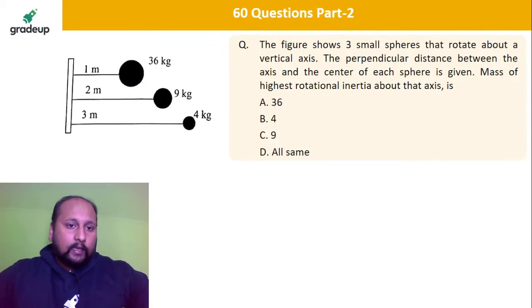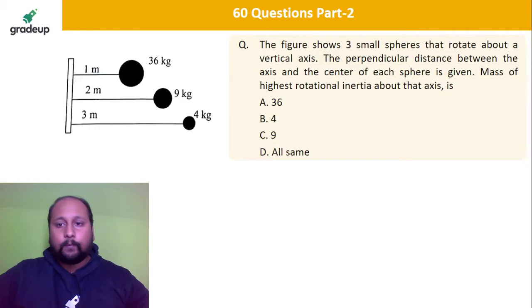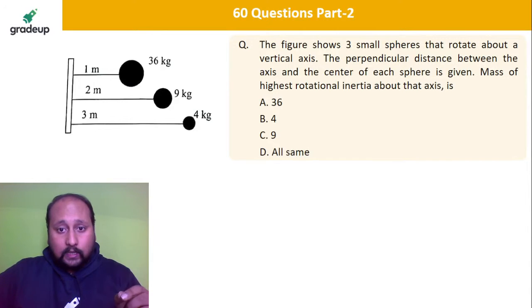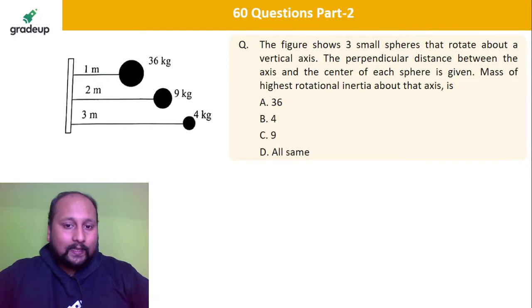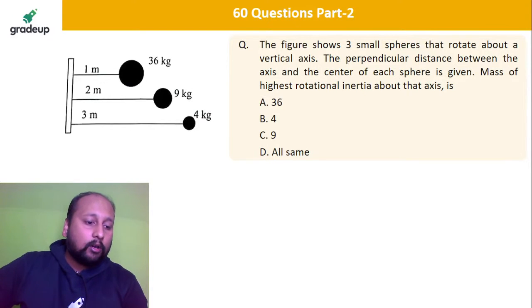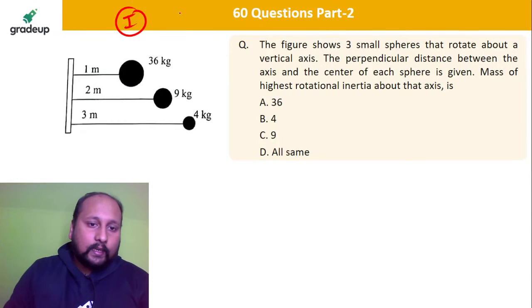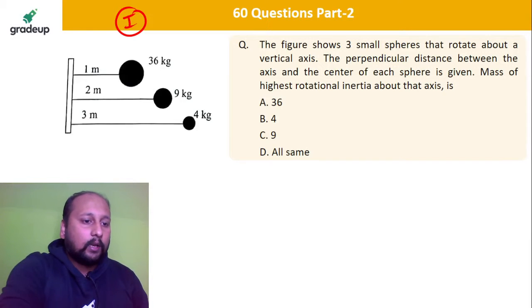There is a figure in which 3 spheres are kept: 36 kg, 9 kg, and 4 kg. You have to tell me which body will be having the highest rotational inertia. Is this the 36 kg mass, or the 4 kg mass, or the 9 kg mass? Basically, they are asking which body will be having the highest mass moment of inertia: 36, 9 or 4.